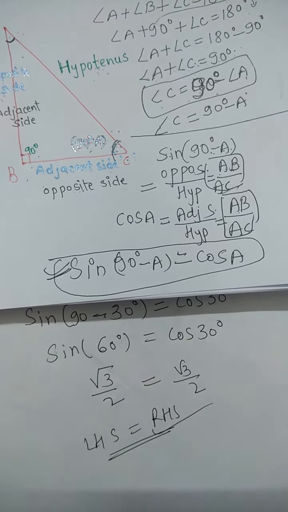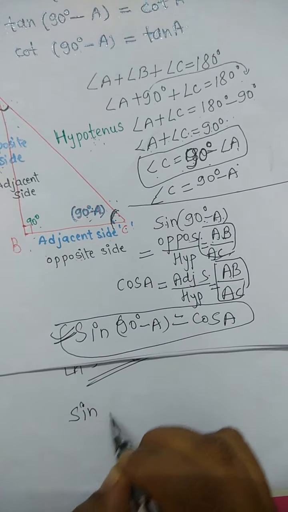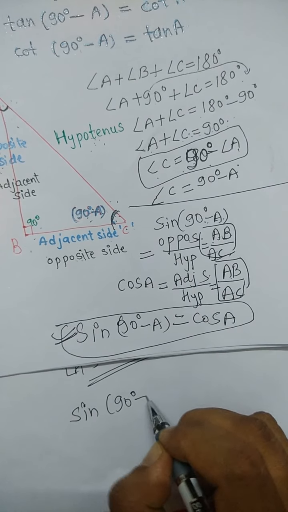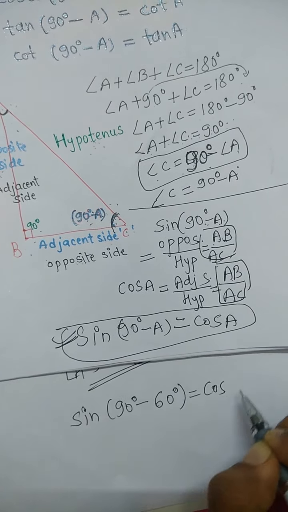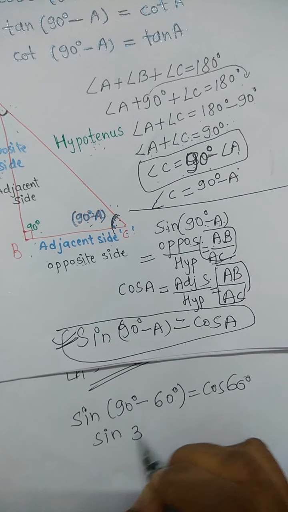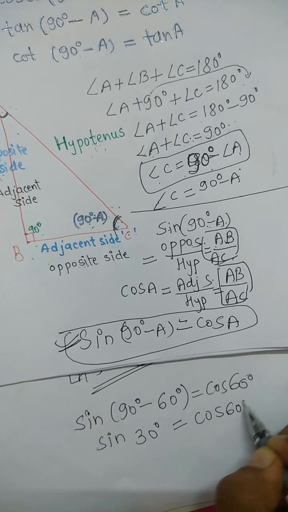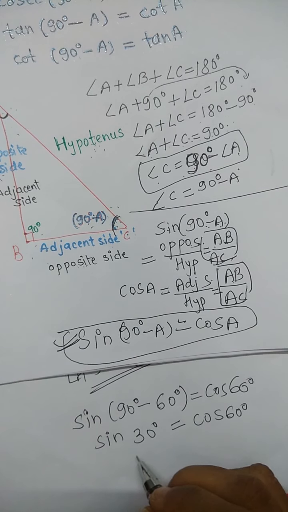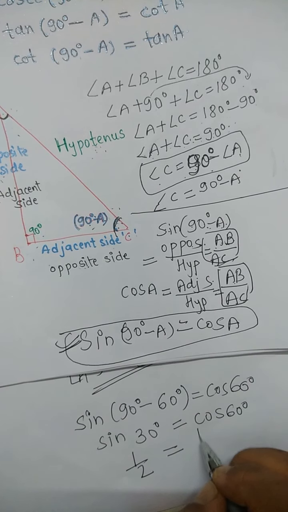Here I have taken A value 30 degree. Now we will take A value, suppose, 60 degree. Then sin(90 minus 60), that is sin 30 degree, and cos 60 degree. What is the value of sin 30 degree? Yes, it is 1 by 2. And cos 60 degree? Yes, it is also 1 by 2.